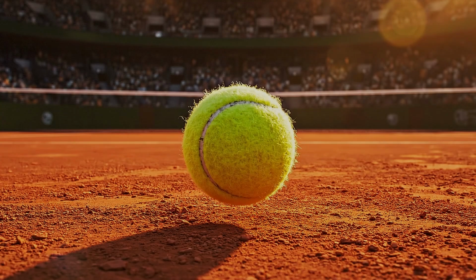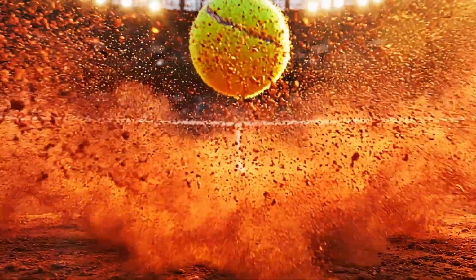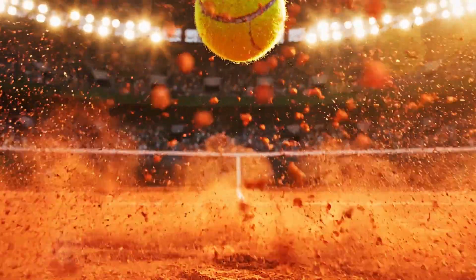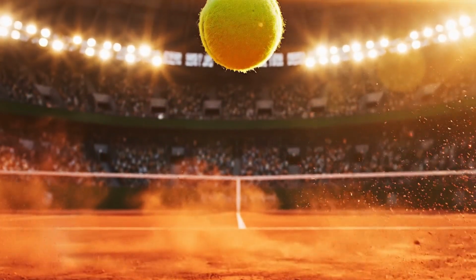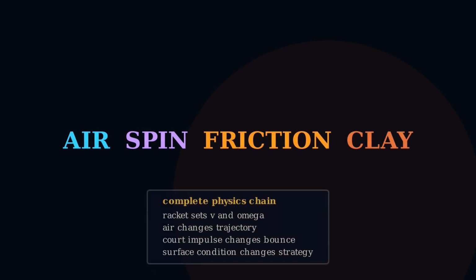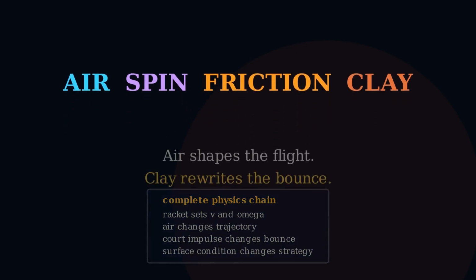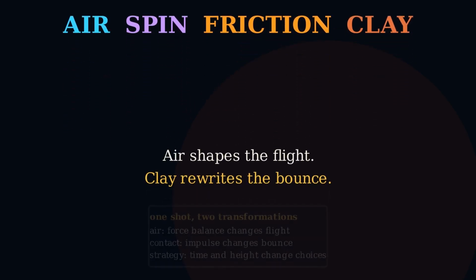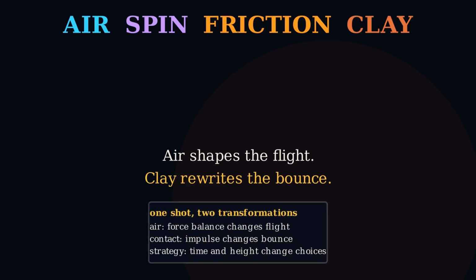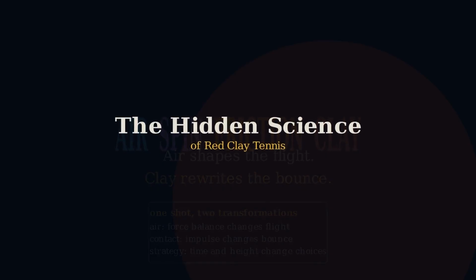The whole chain is connected. The racket sets velocity and spin. Air changes the trajectory. The court impulse changes the bounce. Surface condition changes the strategy. Air shapes the flight. Clay rewrites the bounce. One shot goes through two transformations: force balance in the air, impulse at contact, and strategy after the bounce. On red clay, tennis is not only speed, it is spin, friction, time, height, patience, and pressure.